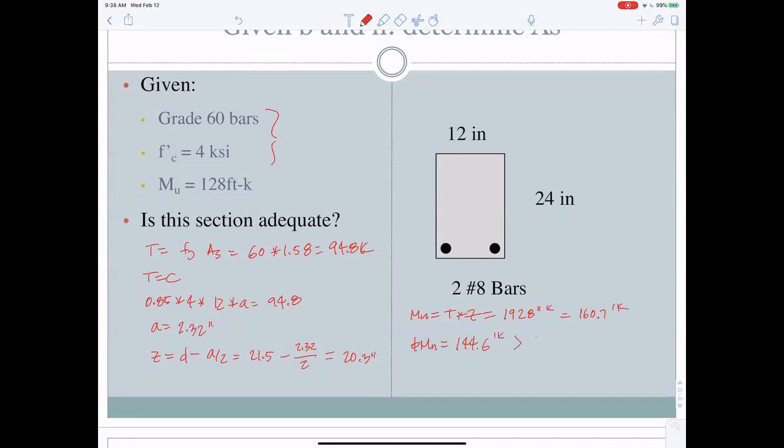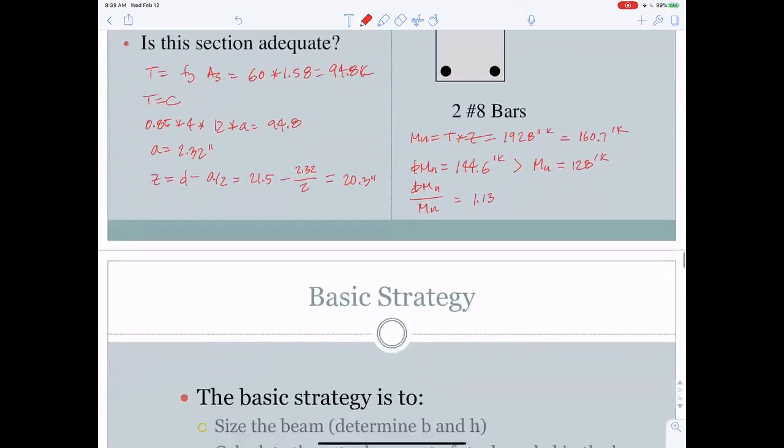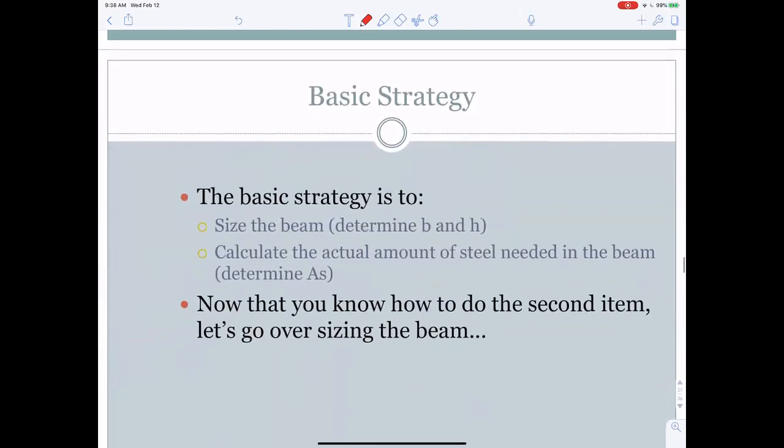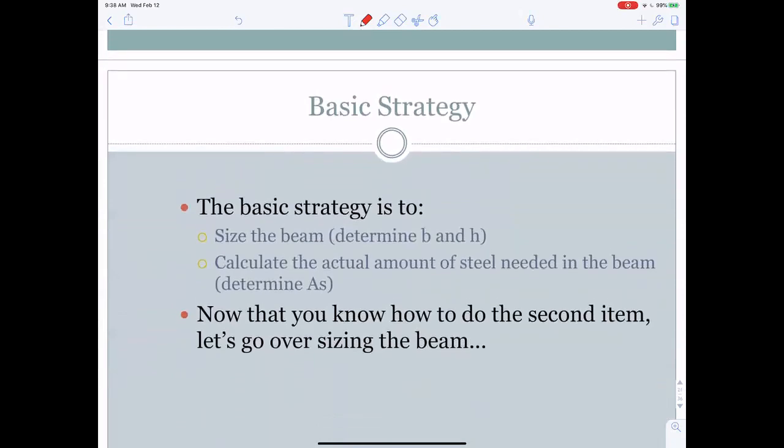Greater than Mu, which was 128. And I always like to see what the ratio is. 1.13, 13% over design. It couldn't be helped. That was the closest we could get to steel. Okay, so next we're going to learn how to size the beam. That will be the next video.